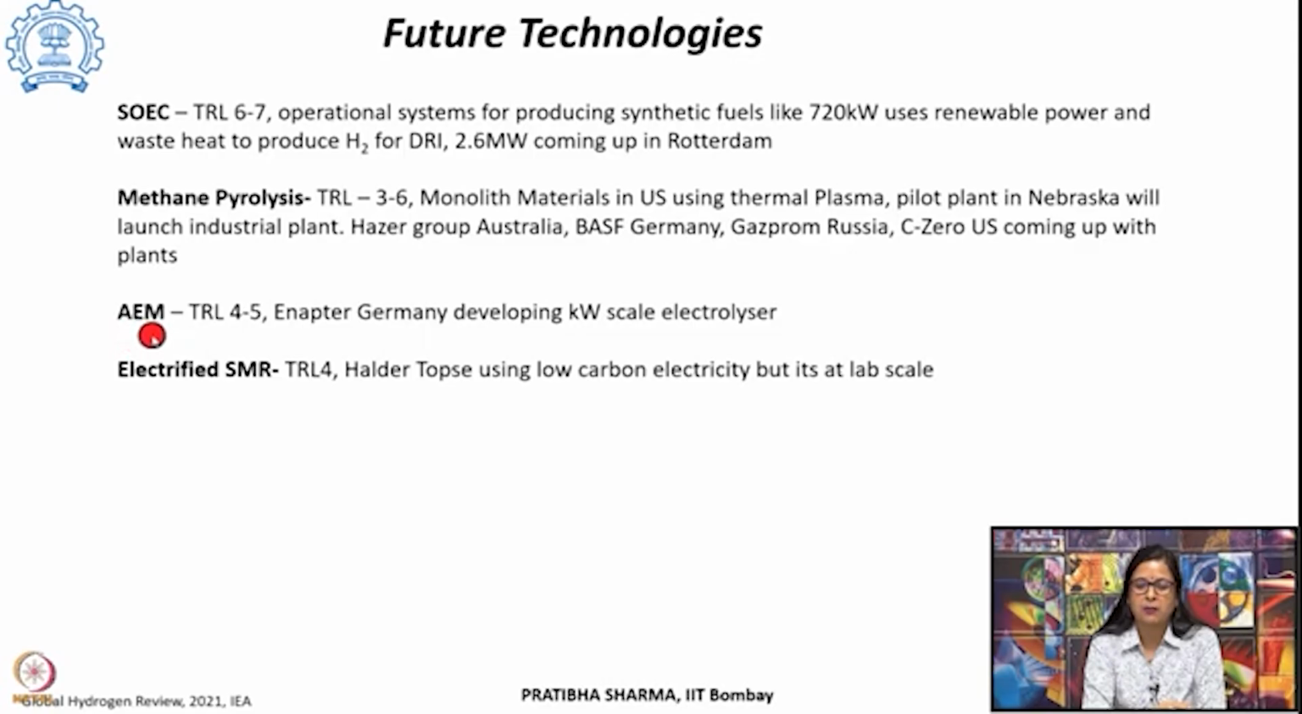Anion exchange membrane based electrolysis, which is at TRL level 4 to 5, and then kilowatt scale electrolyzers are being developed by Napter Germany. It can be also electrified steam methane reforming, which is at TRL level 4. Haldor Topsoe, they are using this technology, but the demo is still at a lab scale, where using low carbon electricity, steam methane reforming is being performed.